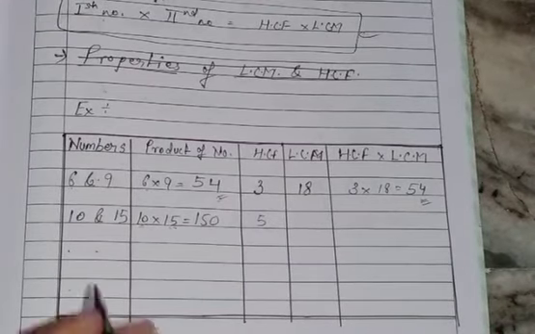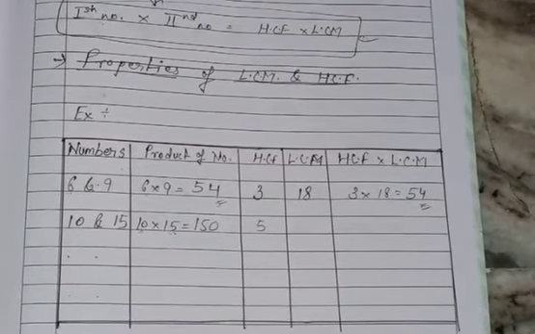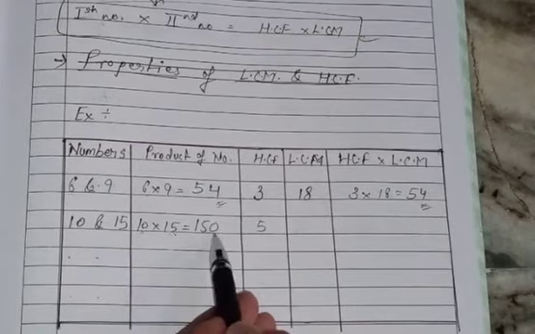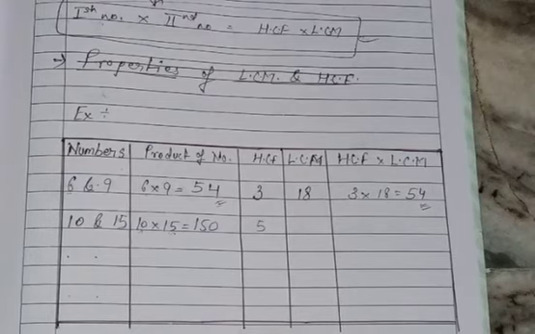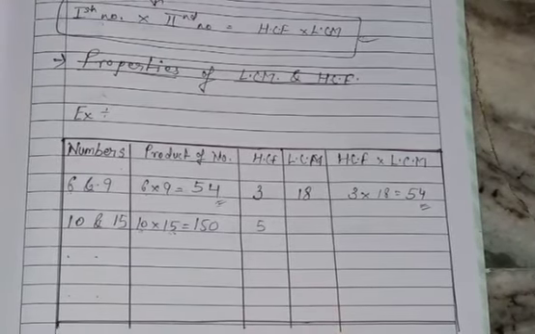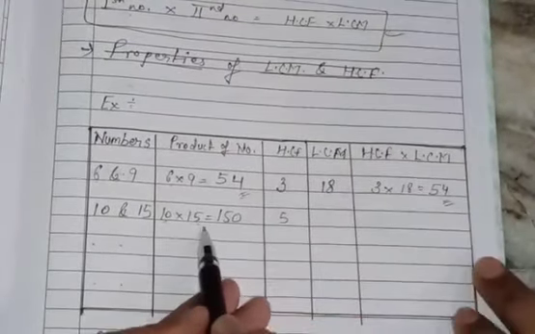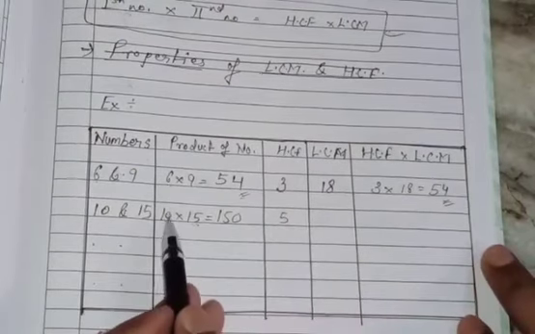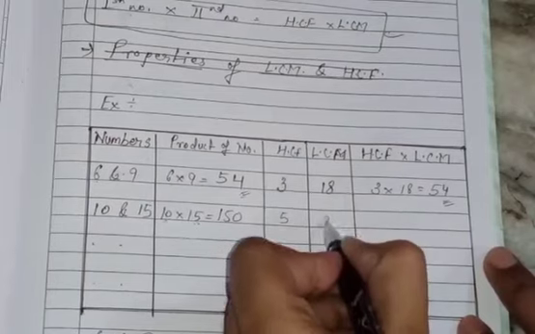Now let's take another example. Let's take 10 and 15. So what is the product of the numbers? The 10 into 15 is 150. The HCF and LCM you will take out by the same process. So the HCF of 10 and 15 is 5, and the LCM of 10 and 15 will be 30.